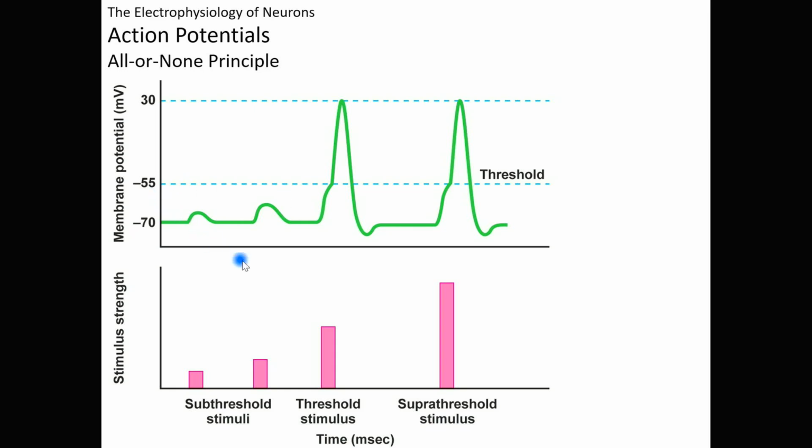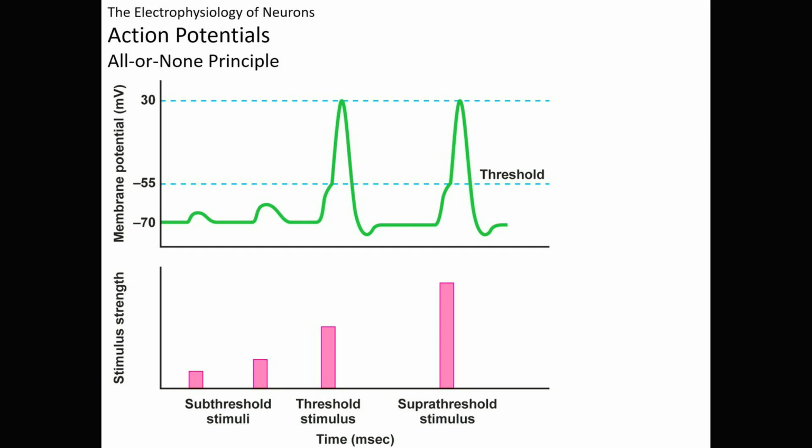The third stimulus is described as a threshold stimulus because it was just strong enough to get us to the threshold potential, and because we got to threshold potential, an action potential occurred. And then the fourth stimulus here is called a supra-threshold stimulus because it's stronger than the threshold stimulus. But again, what we have to appreciate is because we got to threshold, we still just got an action potential as a result. So whether we had a threshold or a supra-threshold stimulus, the end result here was the same. An action potential occurred, right? And when we had sub-threshold stimuli, we didn't get an action potential.